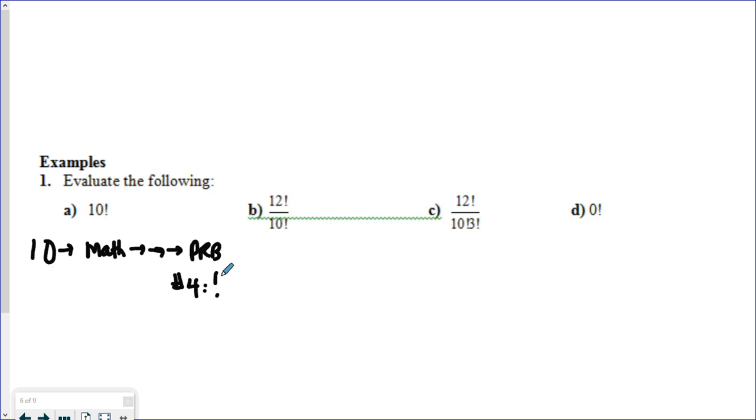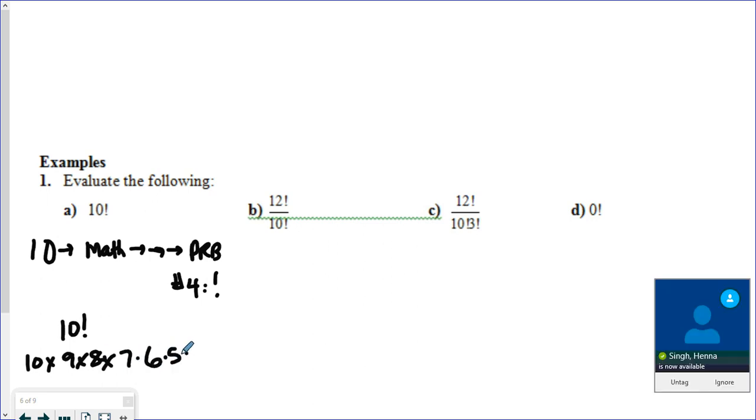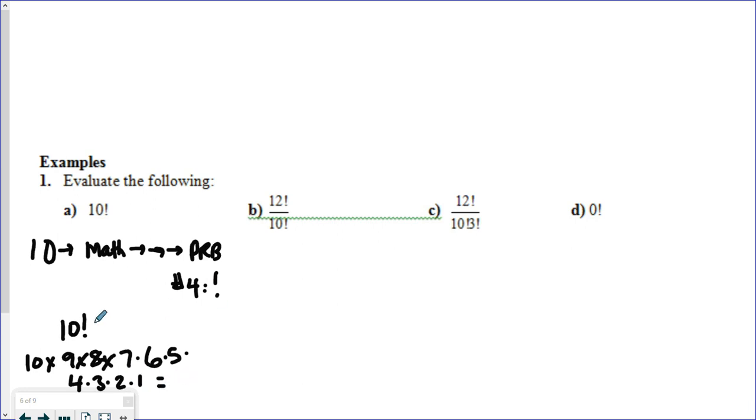I do not. So in your calculator, you can put it in as 10 factorial, or you could just put 10 times 9 times 8 times 7 times 6 times 5 times 4 times 3 times 2 times 1. And so what you would get there is 3,628,800.